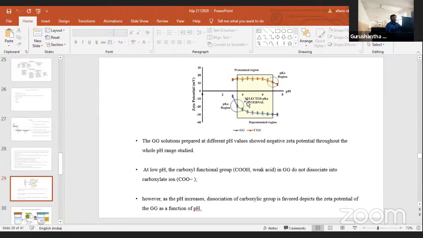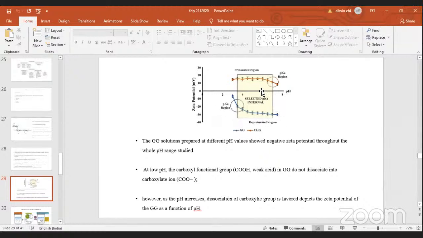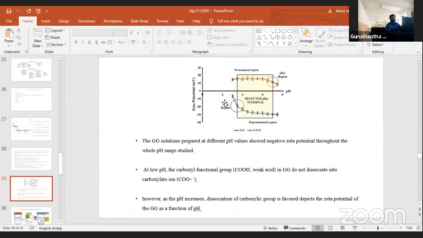From the zeta potential graph, we can clearly observe that the general guar gum has a negative surface charge. When the pH was changed from 2 to 8, it is clearly stated that the surface charge of the guar gum remains negative, in the range of -5 to -40. So when you want to use it for the removal of wastewater contaminants, the wastewater material should have a positive surface charge, and then it selectively increases the adsorption effect. Why? Because this guar gum at that pH condition has a high negative surface charge.